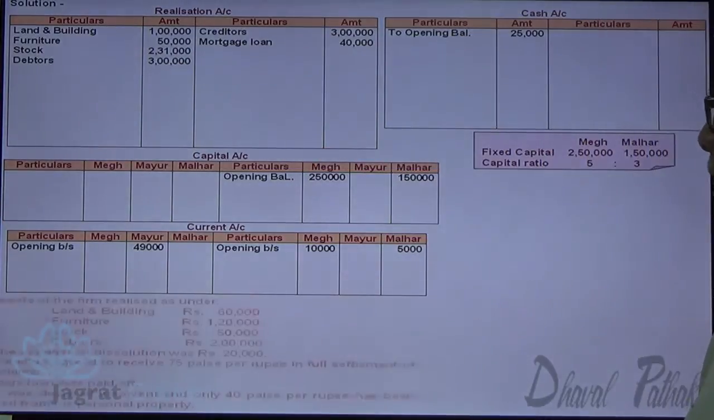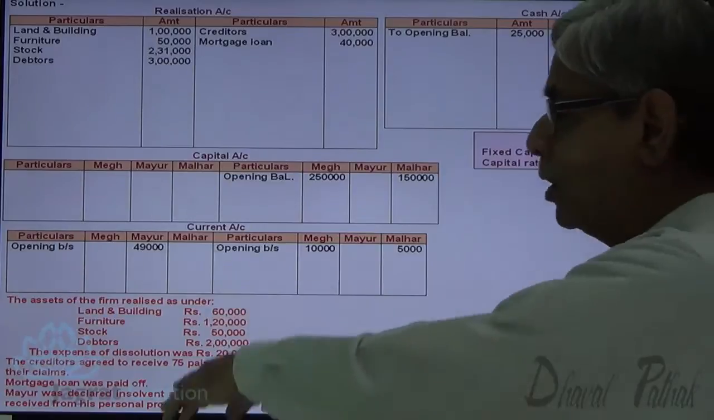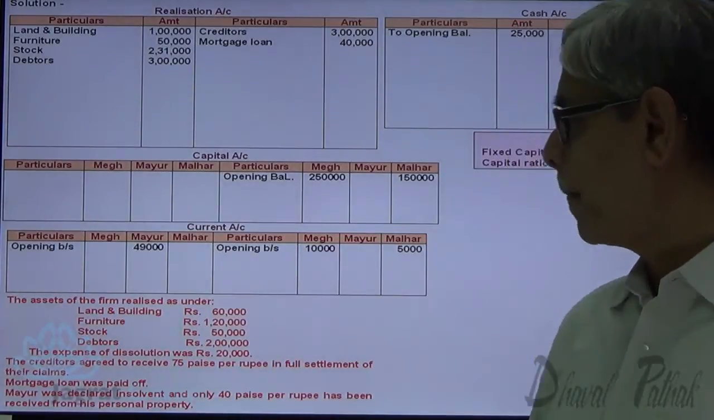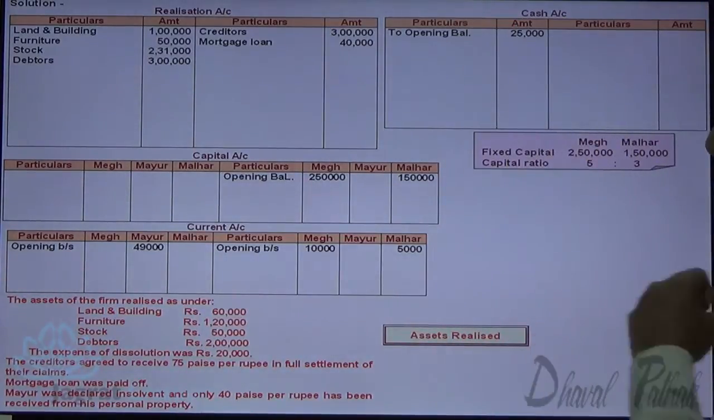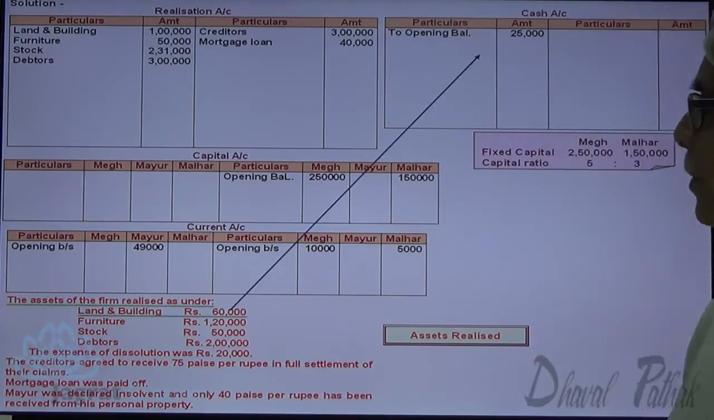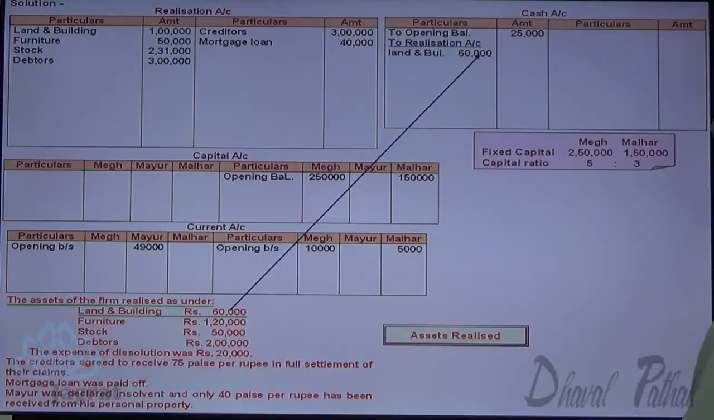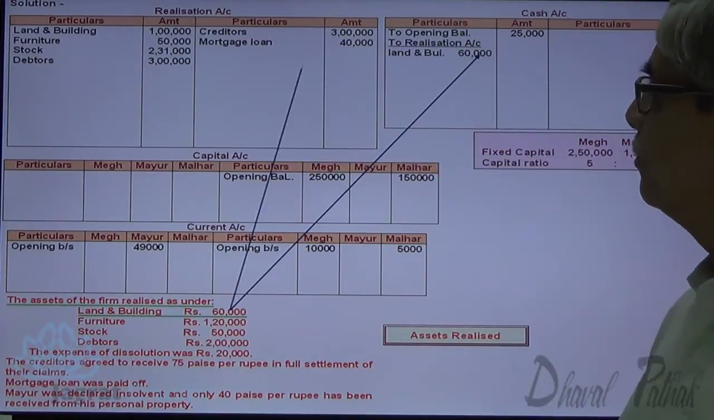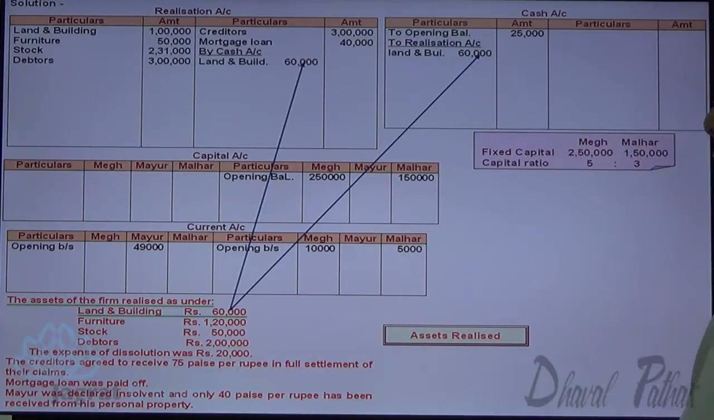Now realize the asset. All the assets are to be realized. What is the entry for realization of asset? Entry is cash account debit, land and building realized 60,000 to realization account credit.